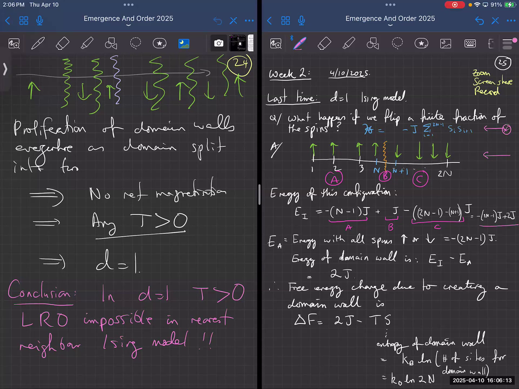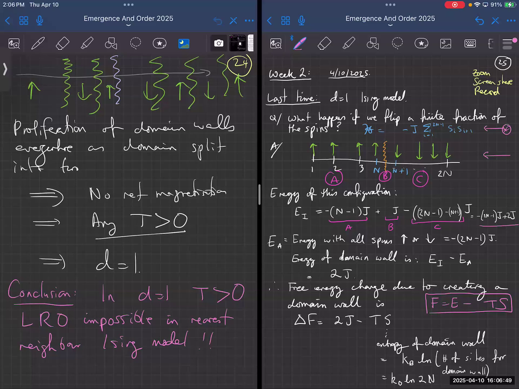Now the free energy change, though, is the energy minus T times the entropy. Remember, free energy is the energy, or E or U, or whatever symbol you like to use, minus T times the entropy. So if I want to compute the free energy change when I go from a configuration with all the spins pointing up to a configuration where all the spins point up in the left half and all the spins point down in the right half, I have to compute the change in the free energy, which is the change in the energy minus T times the change in the entropy.